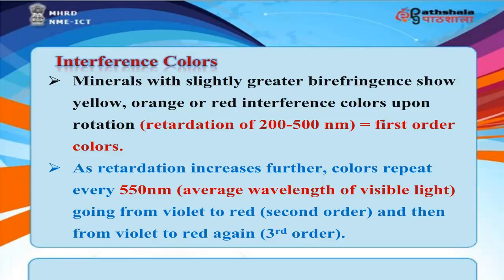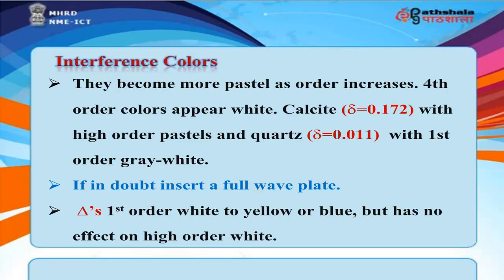As retardation increases further, colors repeat every 550 nanometers, average wavelength of visible light, going from violet to red, second order, and then from violet to red again, third order. They become more pastel as order increases. Fourth order colors appear white. Calcite, delta equals 0.172, with high order pastels, and quartz, delta equals 0.011, with first order gray white.